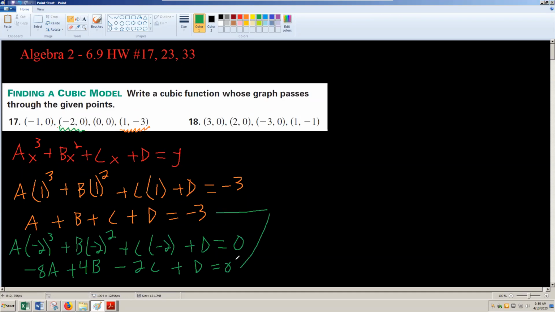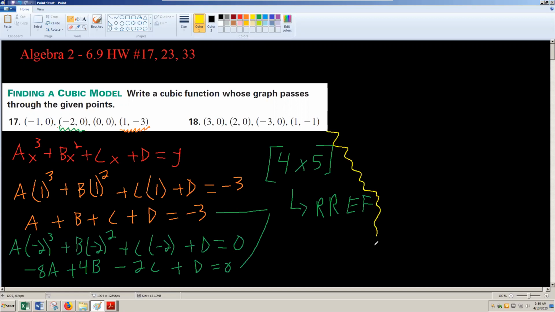So here's just one of my equations. Here's another one of my equations. And I would get 2 more of these things, and I would enter it into a matrix. So this matrix is going to have 5 columns, and I have 4 rows of information. So I've got a 4 by 5 matrix that I would then put into reduced row echelon form, and I could solve for it that way. So this is one way of solving this problem. And we can always solve these problems like this, so we can always go back to that.